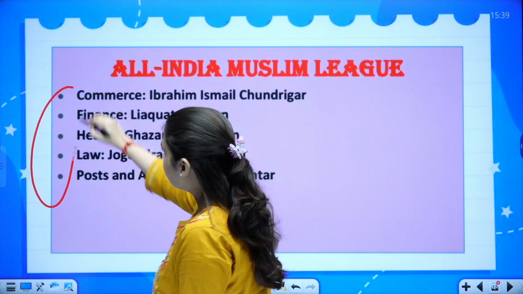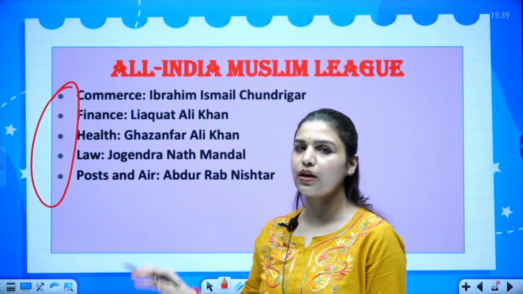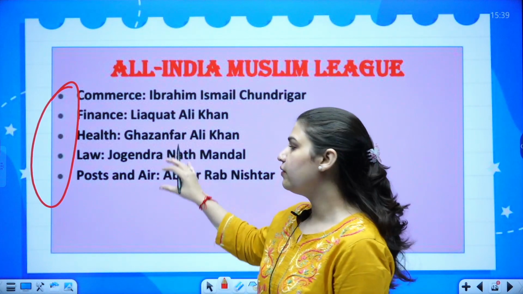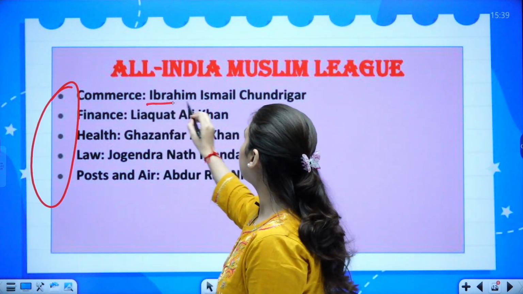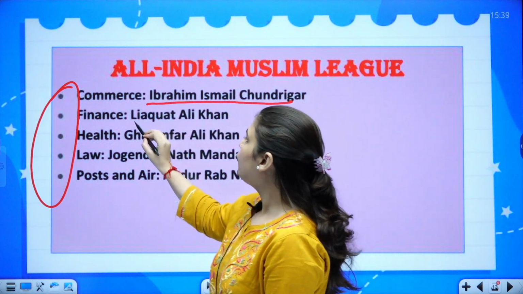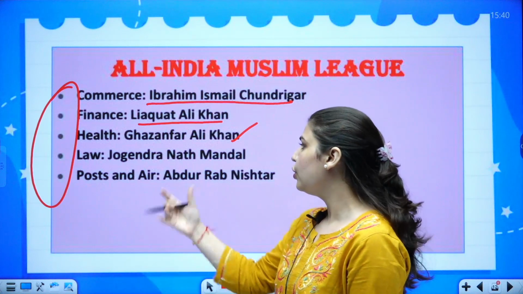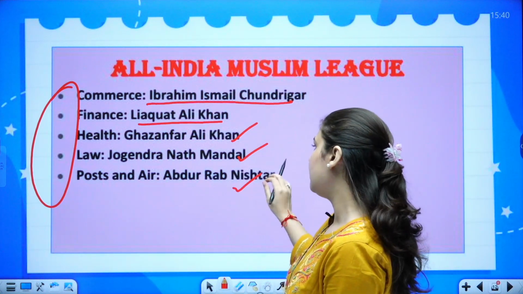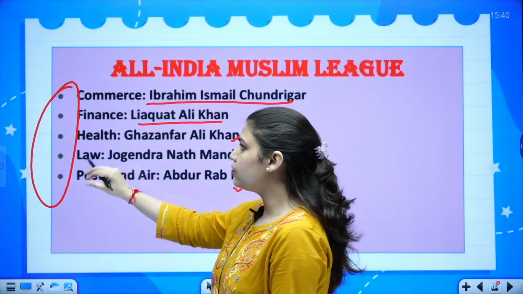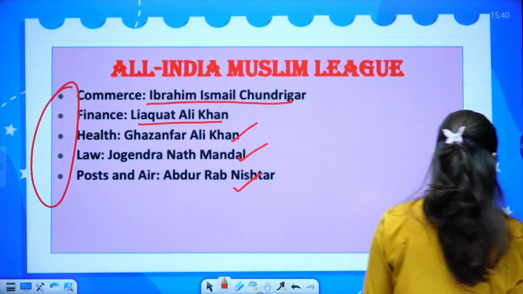So these were the portfolios held by the Congress ministers, and these were the 5 seats reserved for Muslims, which were earlier given to Congress Muslim members only, but after the coming of the League they were given to Muslim League members. So Commerce was with Ibrahim Ismail Chundrigar, Finance by Liaquat Ali Khan, Health by Ghazanfar Ali Khan, Law by Jogendra Nath Mandal, and Posts and Air by Abdur Rab Nishtar. So these were the 5 portfolios held by the Muslim League members.